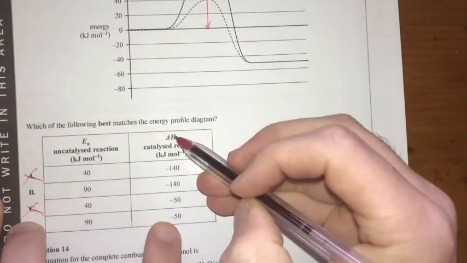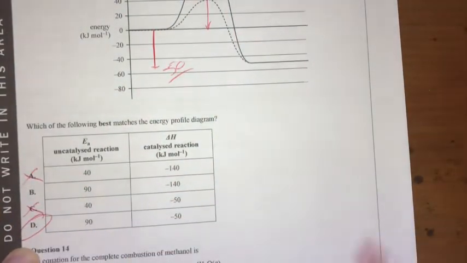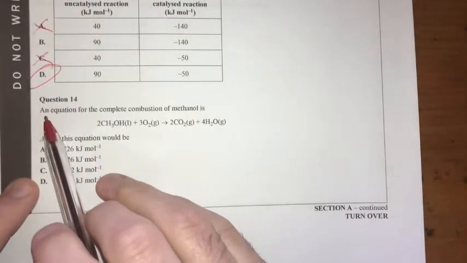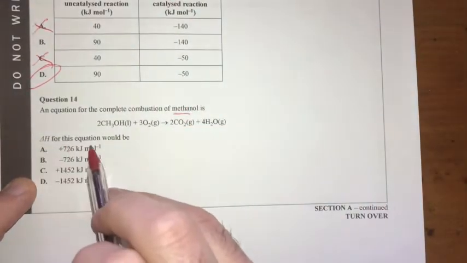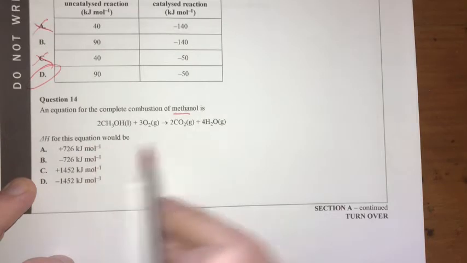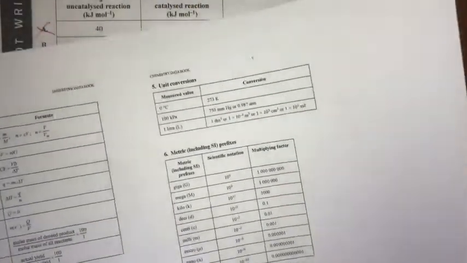And then I've got the delta H for the catalyzed reaction, which is actually the same regardless. It's going to be the difference between here and here. Alrighty, so therefore that's going to be negative 50. So therefore our answer is going to be D. Pretty good one there. Basically annotating my diagram as I go along helps me a lot with that. Question 14. An equation for the complete combustion of methanol is below. The delta H for this equation would be what? Excuse me. I've got no other data here to go on, so I'm going to go to my data booklet because I know there are molar heats of combustion in here for various fuels. Let's go find that.